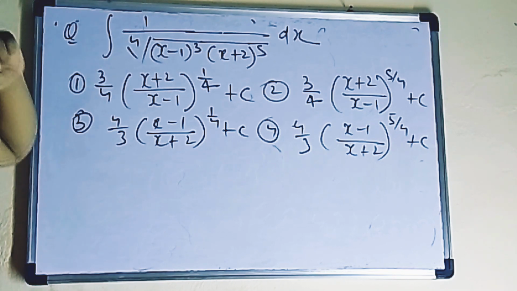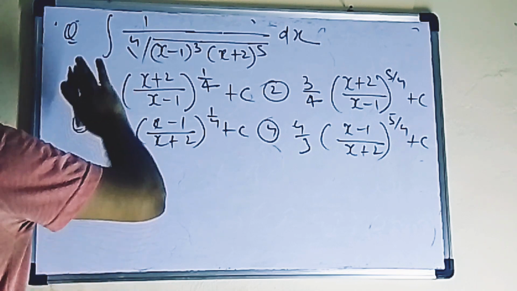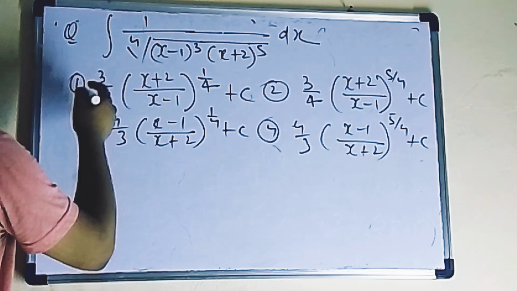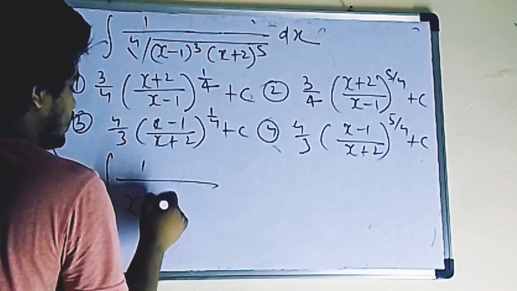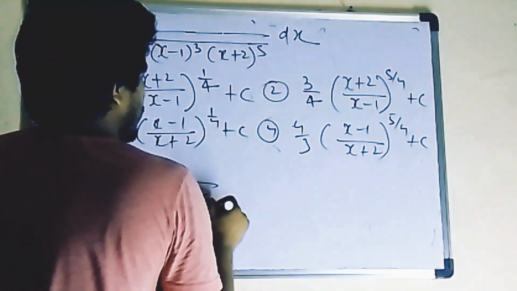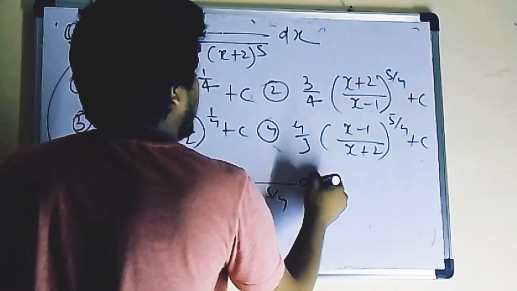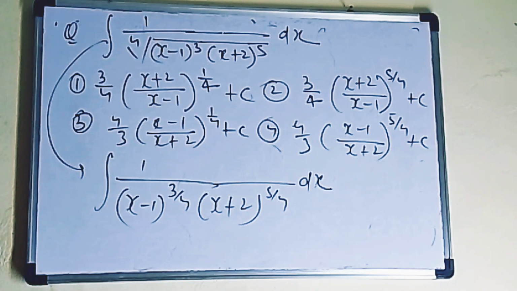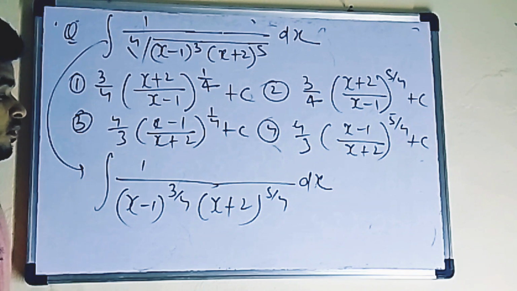So how to solve this question? Think. First step: remove this fourth root, directly in terms of power. If you remove it in terms of power, what will come? Can you write this as 1 by (x minus 1) to the 3 by 4, into (x plus 2) to the 5 by 4, dx? Clear? Tell me, yes or no?